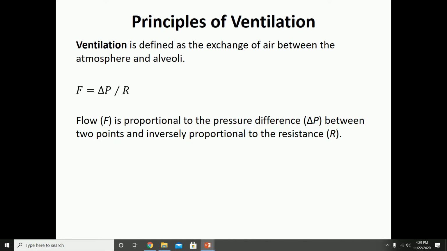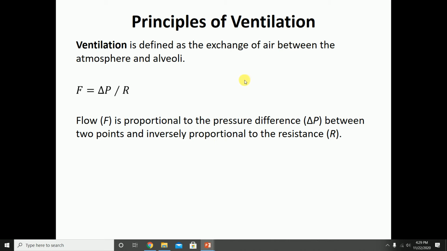So what are the different principles of ventilation? The whole process of ventilation has a lot to do with physics. Ventilation means that exchange of air that happens between the atmosphere and the alveoli. So the simple breathing of in and out, that is what ventilation is all about.